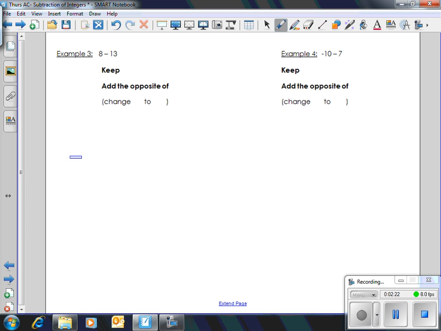Next, we have 8, and we're going to change that subtraction to an addition. And since we are changing that subtraction sign, there's not another negative there, which means that's a positive 13. So we're going to change that positive 13 to a negative 13. I'm going to keep my 8. I'm going to add the opposite of 13. So that means I'm going to change 13 to negative 13.